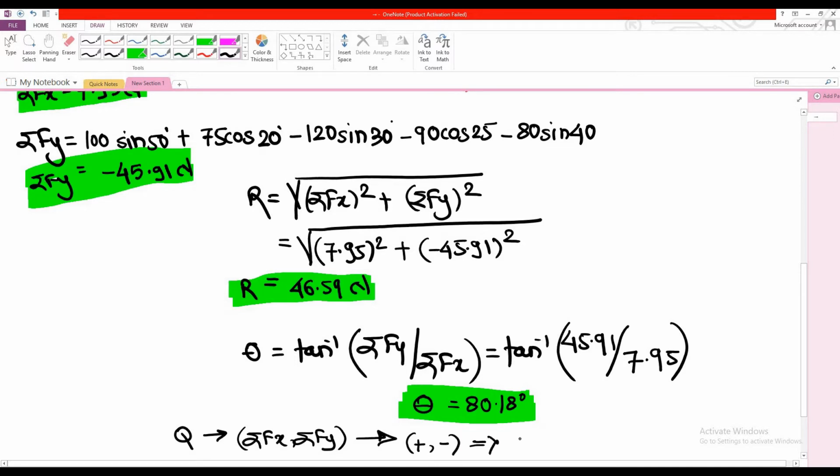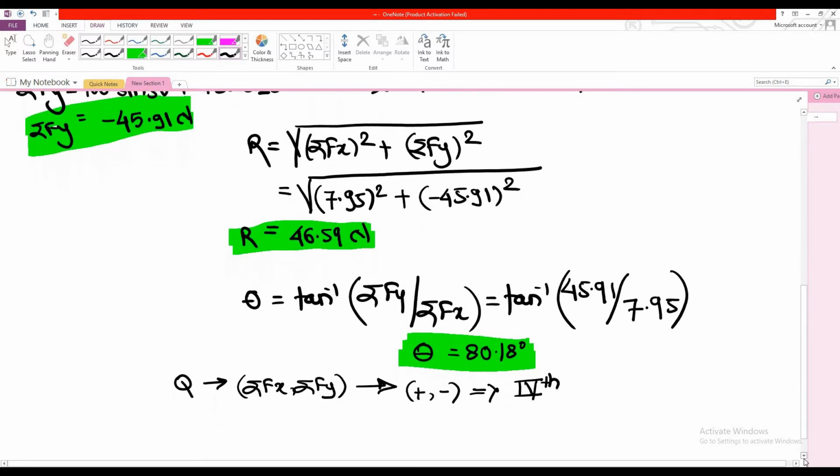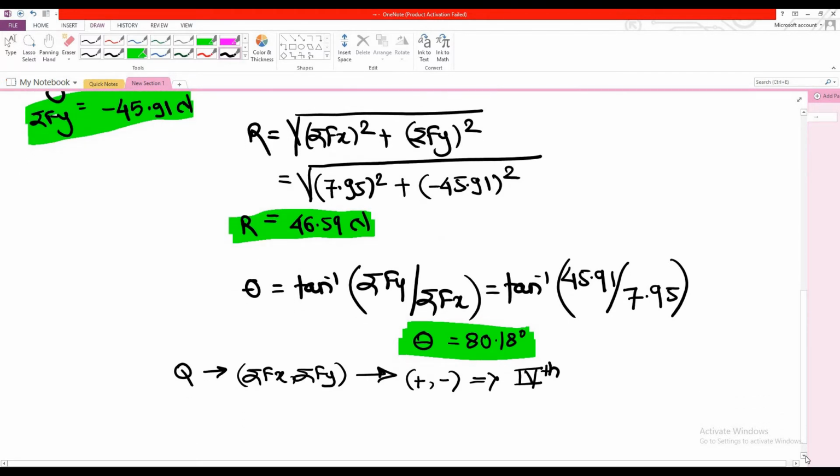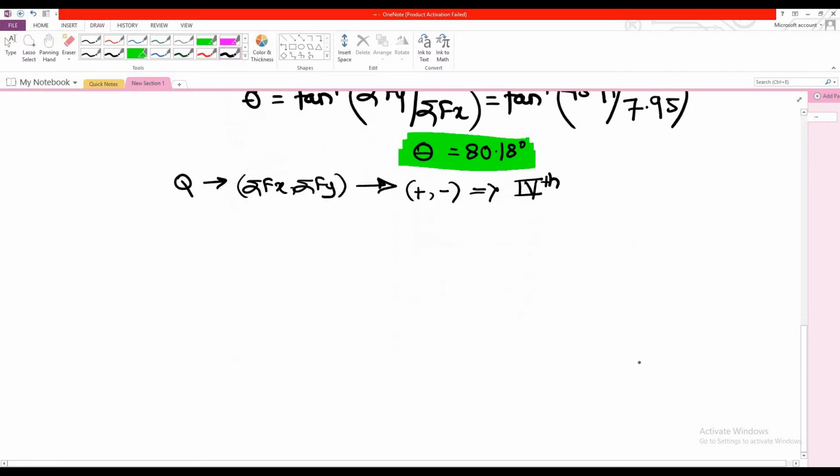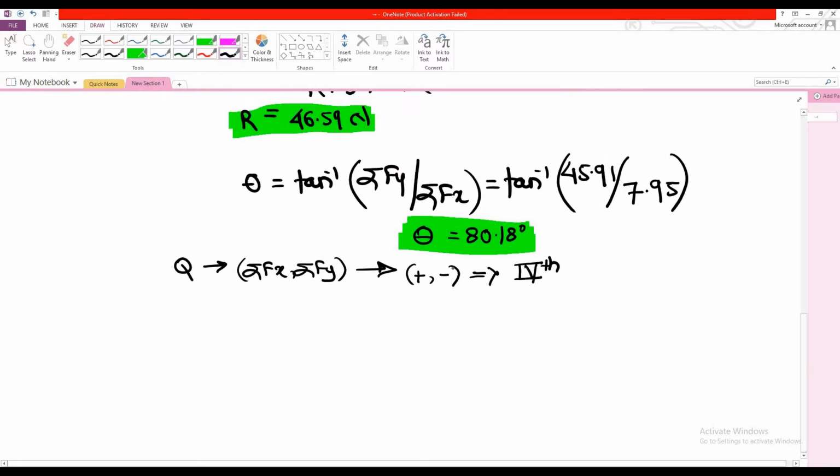What does it imply? It implies that our resultant is going to be in the fourth quadrant. Okay, quadrant number 4. Therefore, we have sufficient data to show the resultant in its position in the quadrant system. That is, its magnitude is now known, its inclination with the x-axis is now known, and its quadrant is known.